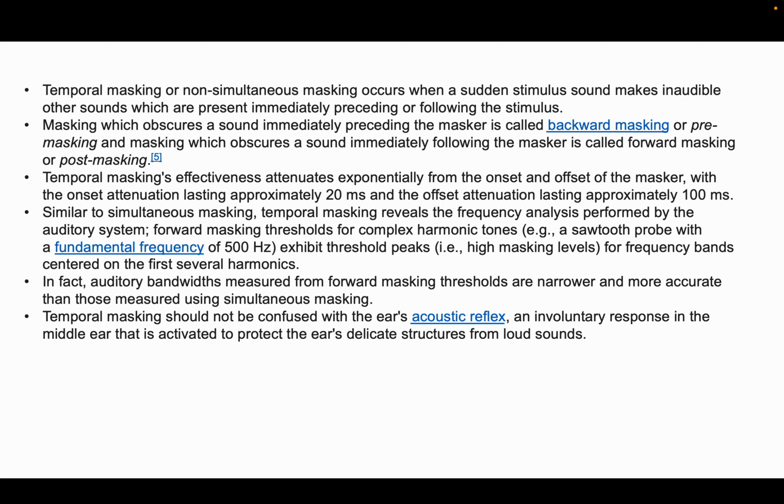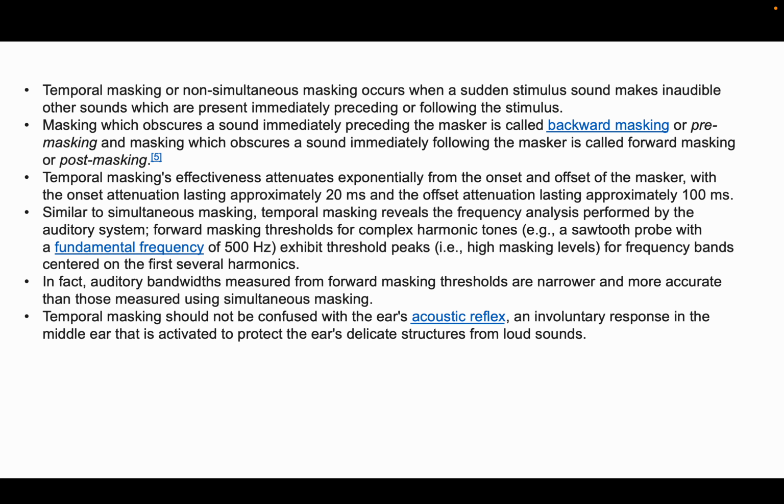So the other kind of masking that you can have is temporal masking, or non-simultaneous masking. And that occurs when a sudden stimulus sound makes inaudible other sounds that are present either immediately preceding or following the stimulus. So masking, which obscures a sound immediately preceding the masker, is called backward masking or pre-masking, and masking which obscures a sound immediately following a masker is called forward masking or post-masking. So temporal masking's effectiveness attenuates exponentially from the onset and offset of the masker. The onset attenuation lasts about 20 milliseconds, and the offset lasts about 100 milliseconds.